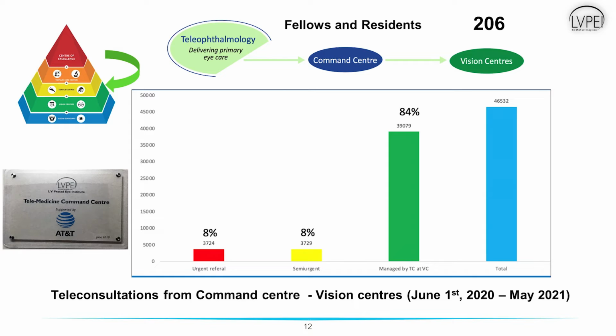During peer-to-peer teleconsults at the primary level, our fellows and residents are able to detect and manage simple to complex eye conditions, conjunctivitis to eye cancers. In the past year, we had 46,532 teleconsults at the primary level, out of which 84% were managed by TC alone at our primary care centers, and only 16% of patients required referral to the next level of eye care.